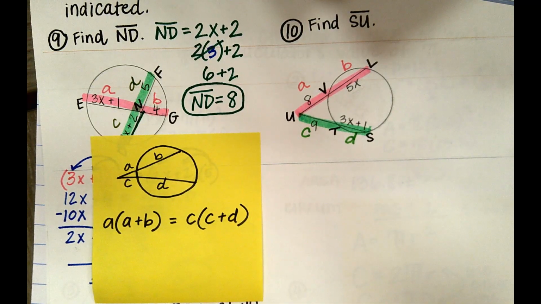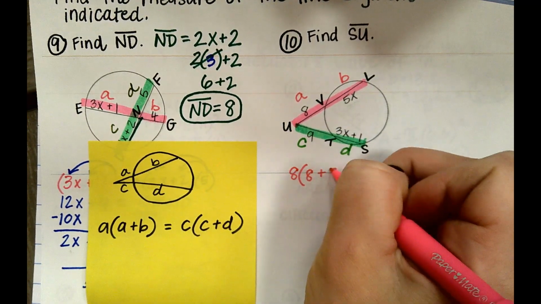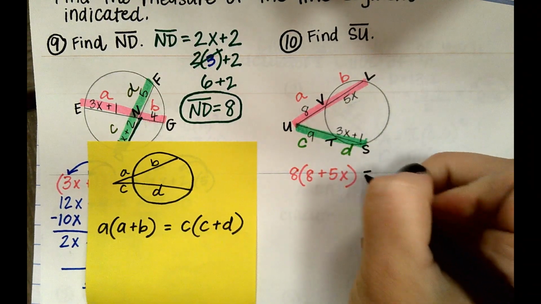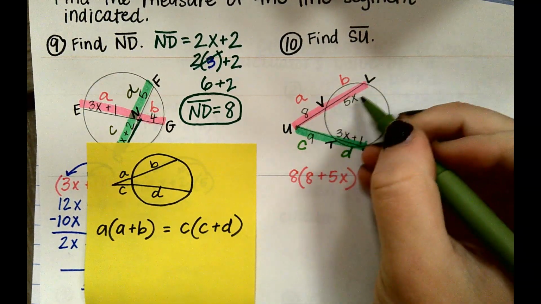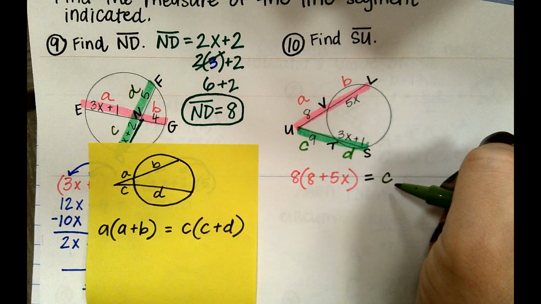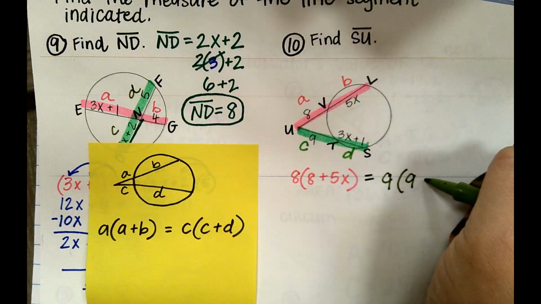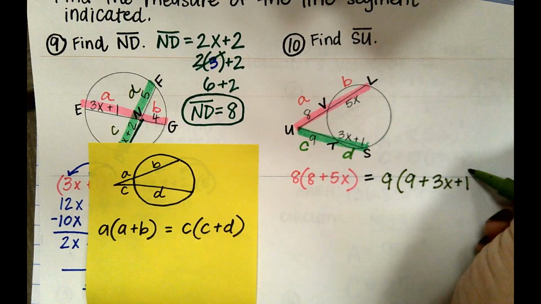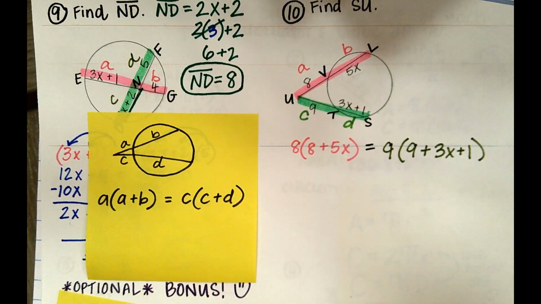So what equation will I write here? 8 times 8 plus 5x equals 9 times 9 plus 3x plus 1. Good. So 8 parentheses, 8 plus 5x, and then C, why did I write C? 9 parentheses, 9 plus 3x plus 1. 3x plus 1 is all of D. Yes. Then we will distribute on both sides.